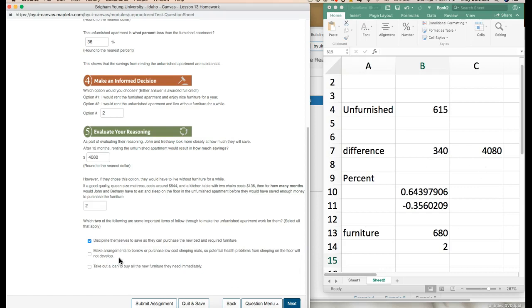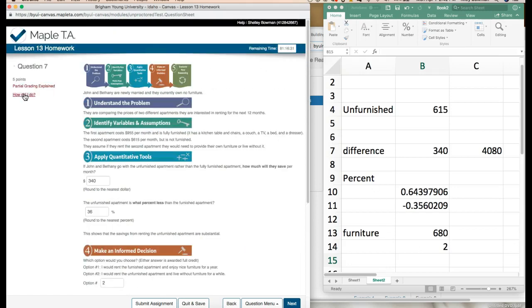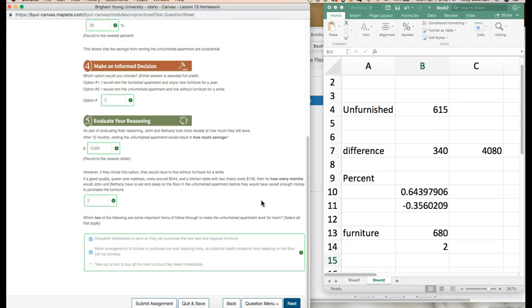The next one, make arrangements to borrow or purchase low-cost sleeping mats so potential health problems from sleeping on the floor will not develop, such as dislocating and back problems and so forth. So I would say that one. And the last one says take out a loan to buy all the new furniture that they need immediately. So this one doesn't take a whole lot of follow through, especially because then it's not going to save them as much money because they will have to pay back that extra percentage. So I'm not going to do that one as the follow through. All right. So let's give ourselves the satisfaction of our green check marks and move to the next one.